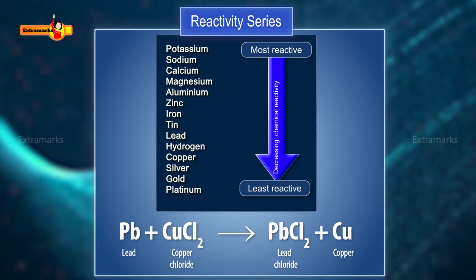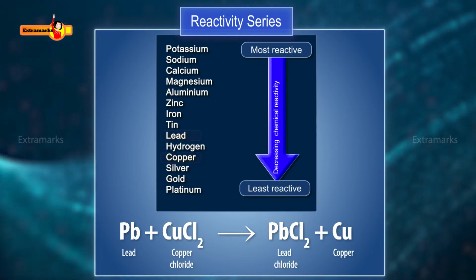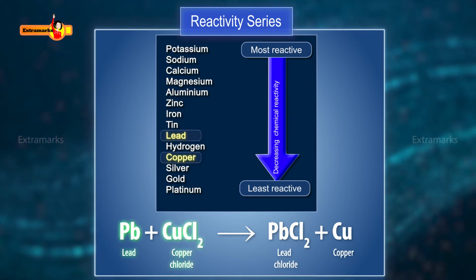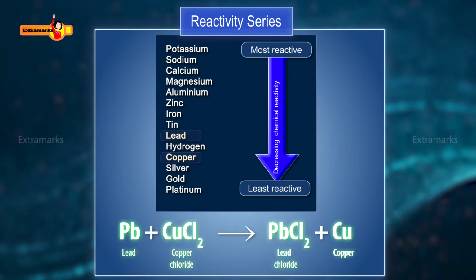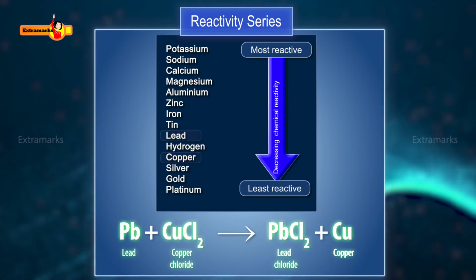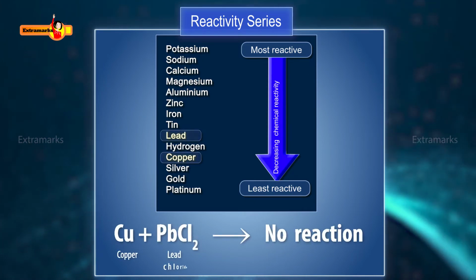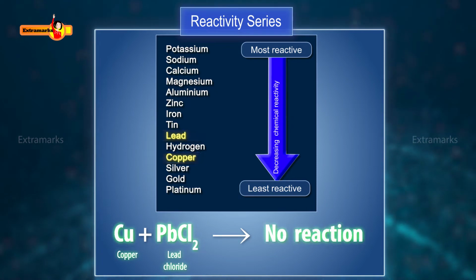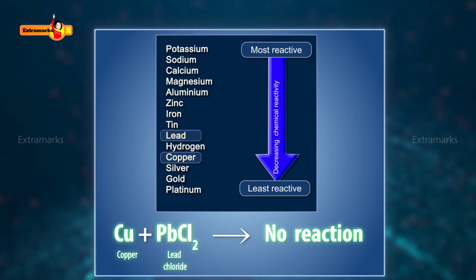Predict the products formed in the first reaction. When lead is made to react with copper chloride solution, lead chloride and copper are formed. It means lead has displaced copper from its salt. Whereas in the second reaction, copper cannot displace lead from lead chloride solution as copper is less reactive than lead.